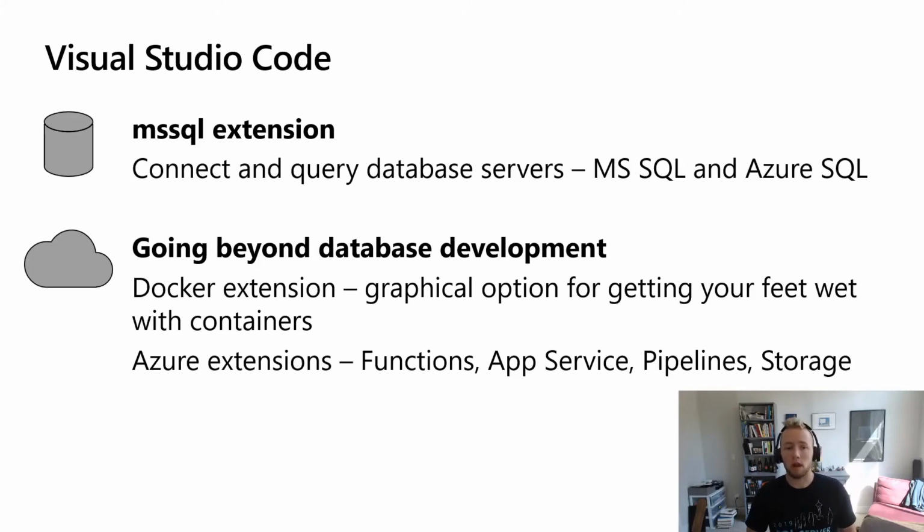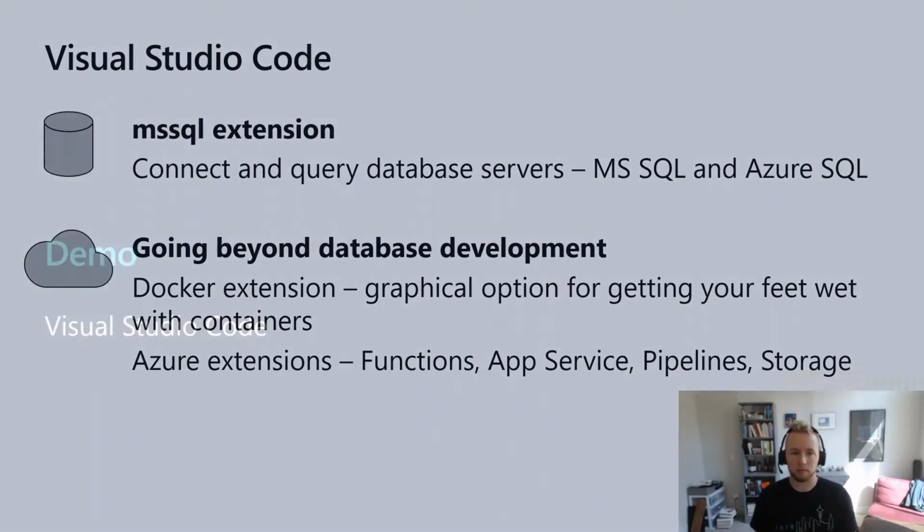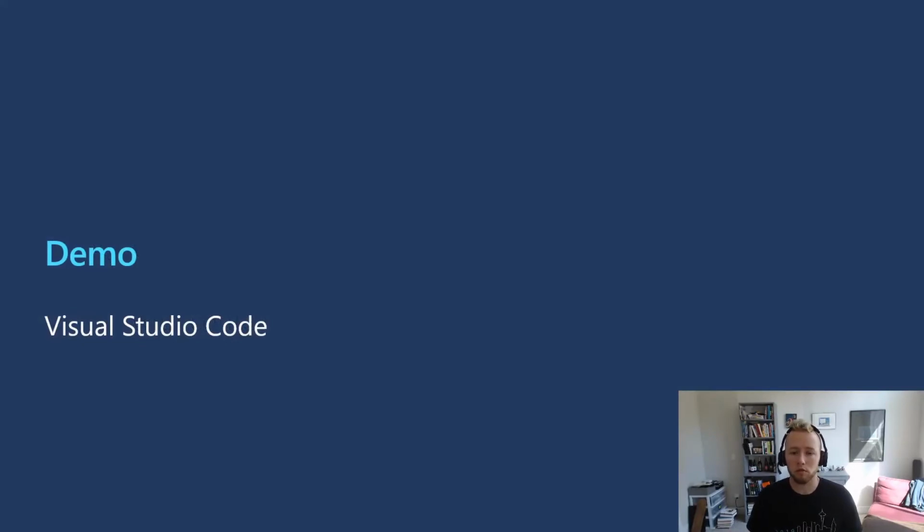However, we understand that as database developers, sometimes you go beyond database development into other realms. So I wanted to highlight two capabilities within Visual Studio Code that are going to be very complementary to your workflow potentially. The first is the Docker extension, which, especially if you're getting your feet wet with containers, is a graphical option for managing those containers. We'll dig into that in just a second. And then the other one is Azure extensions, which can give you UI capabilities for managing functions, app service, pipelines, and storage within Visual Studio Code. So let's dig into Visual Studio Code and the Docker extension.